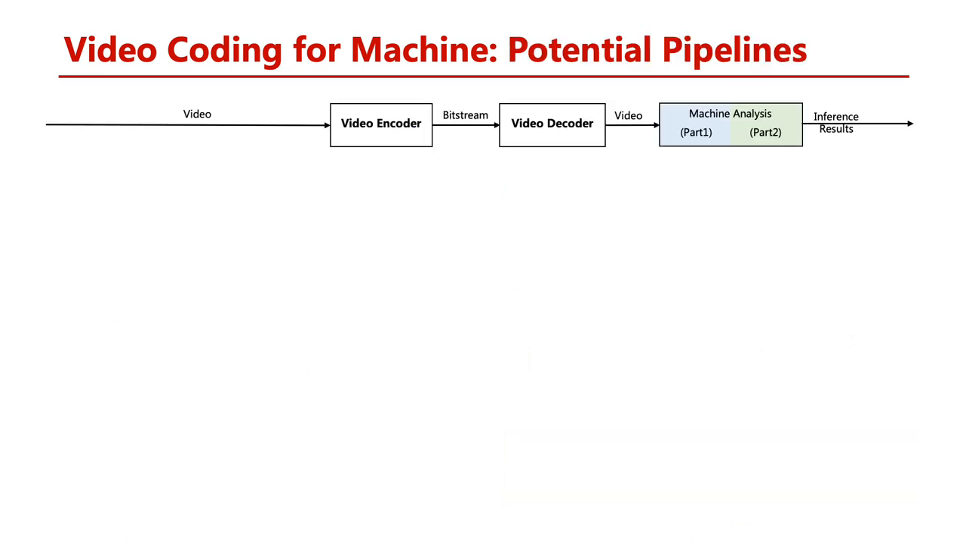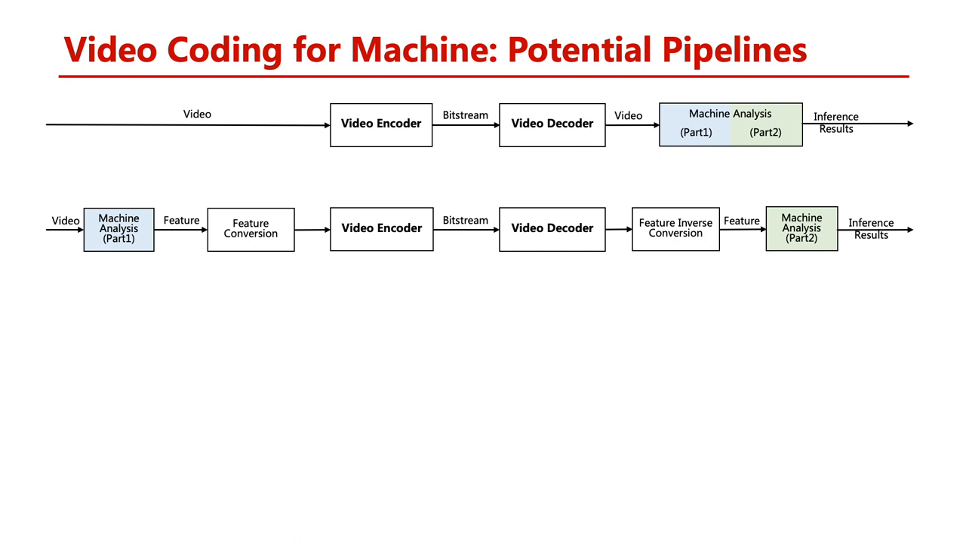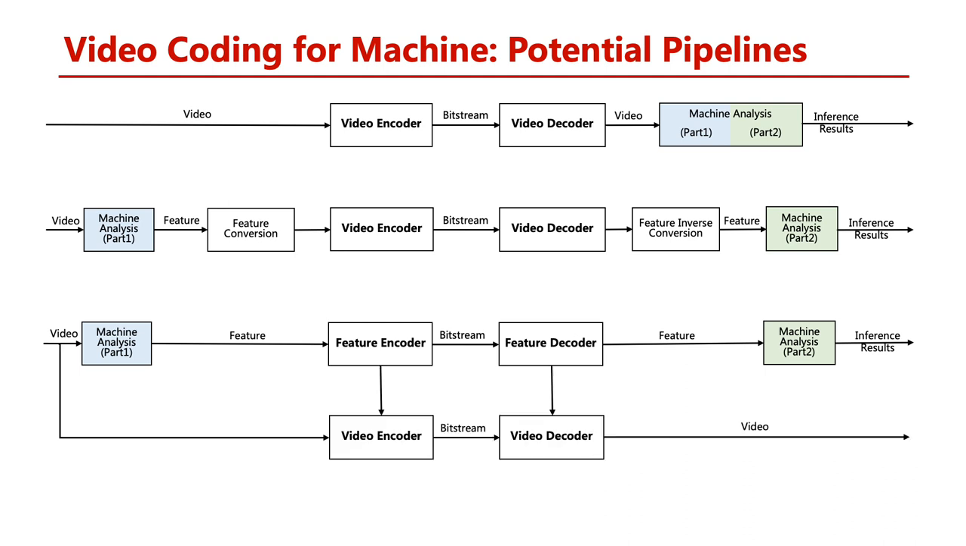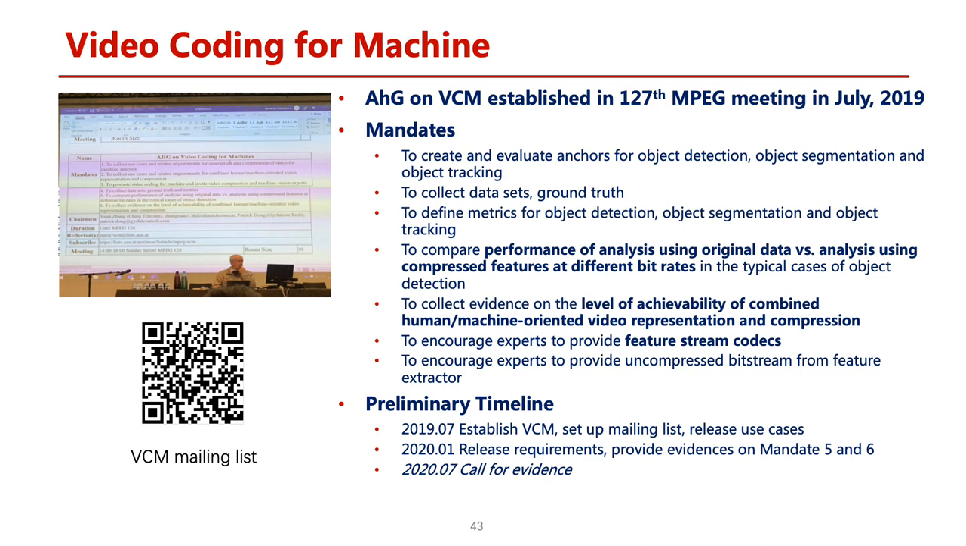In video coding for machine, you may consider using existing video encoders and decoders to serve machine understanding. Or you may also consider developing new techniques to compress features extracted from video. And in order to also serve human vision, some additional bitstreams may be provided with a new video codec. In MPEG, another ad hoc group on video coding for machine was established last year. We are planning to issue a call for evidence this July. If you are interested in this, you may also subscribe to the mailing list of the ad hoc group.